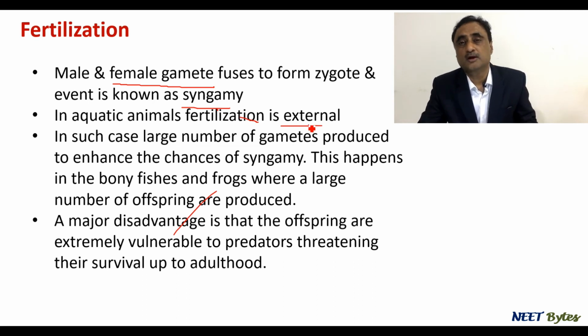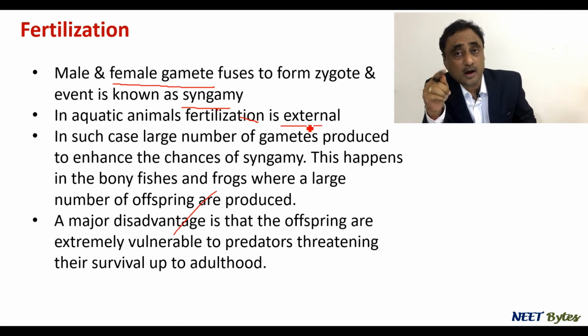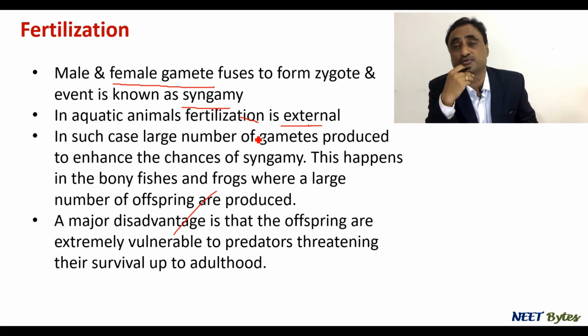Okay, but in those cases, what happens? A large number of gametes are released. Why? To ensure the success of fertilization, and at the same time, a large number of offspring are also produced. Okay, but these offspring are extremely vulnerable to predators, and eventually a very small number survive and reach adulthood. So that is what happens in the case of aquatic animals where the fertilization is external.